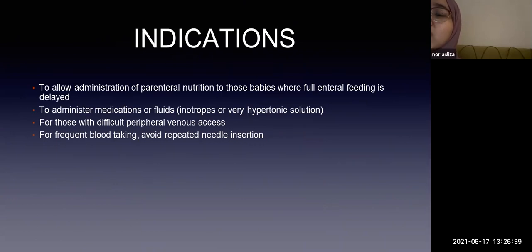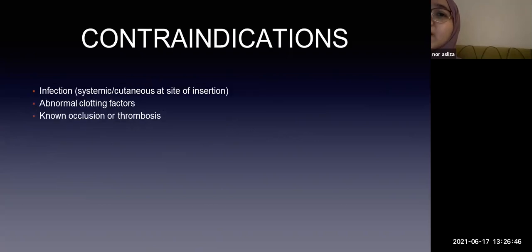Okay, the contraindications for a long percutaneous line, next slide, are infection at the site of the insertion, any cutaneous or systemic infection, abnormal clotting factors, and the last one, non-occlusion or thrombosis. Okay, next.